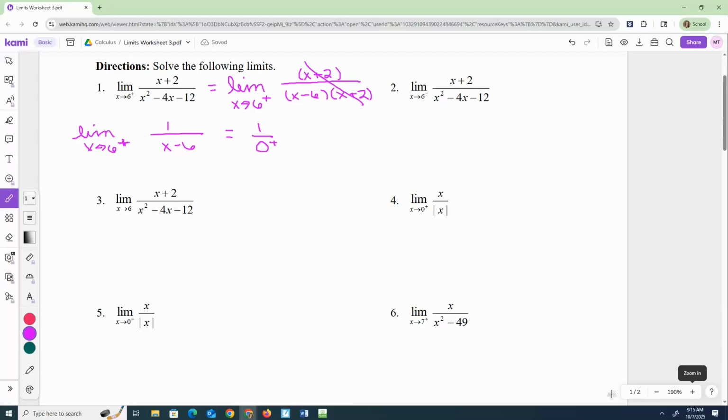Yesterday I used that pizza analogy. If I start with a whole pizza and I invite the whole school, you're barely getting anything. But as I start kicking people out of our room, the number of people in our class is getting closer to 0. What's happening to the amount of pizza you get to eat? It's getting bigger and bigger. So that would go to infinity. Number 2 is about the same, but you're approaching 6 from the left.